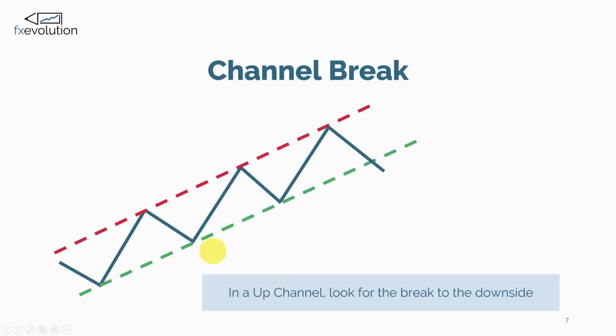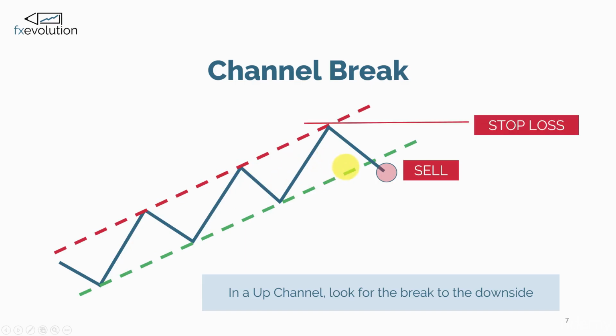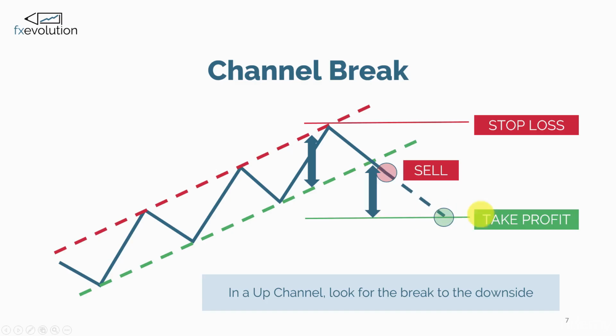Let's now take a look at a channel break within an upward trending channel. So in an up channel, we're looking for a break to the downside in this case. We'd then sell as it breaks past our downside. Again, we need to make sure that the channel was valid before any of these things occur. And we place a stop loss above the previous high of the channel. We could then take the distance of the channel and project that out to form our take profit area.